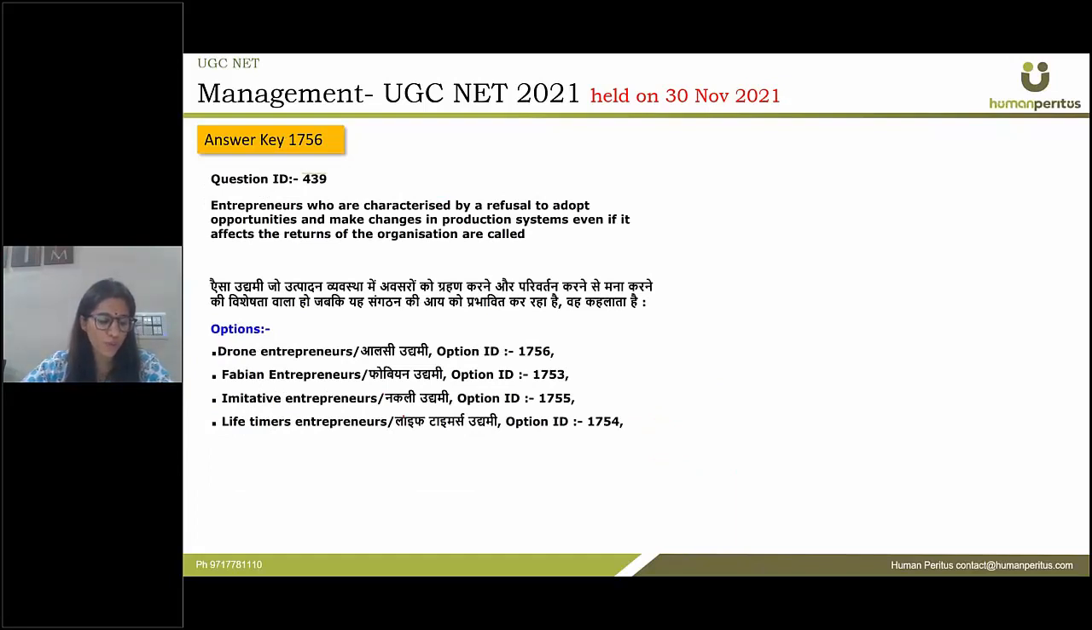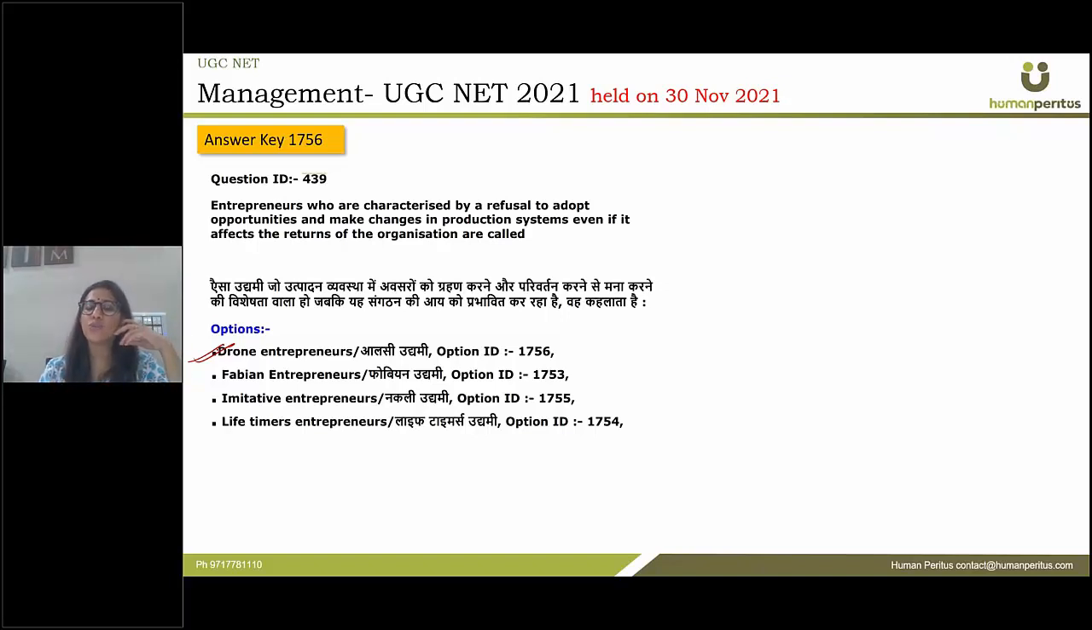Entrepreneurs who are characterized by a refusal to adopt opportunities and make changes in production systems, even if it affects the return of the organization, are called. If you have read about the types of entrepreneurs, you could in one go mark option number 1 as correct, which is drone entrepreneurs. These are the entrepreneurs who always resist change.